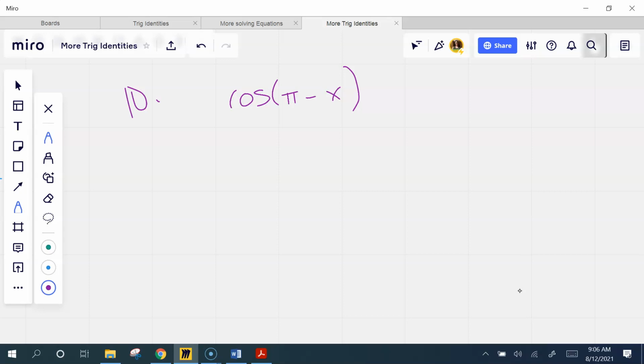So it would be cosine pi cosine x plus... But what about the sine? You don't worry about that because this formula takes that into account.